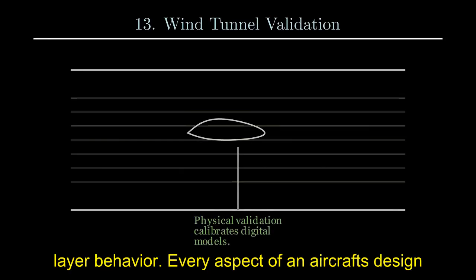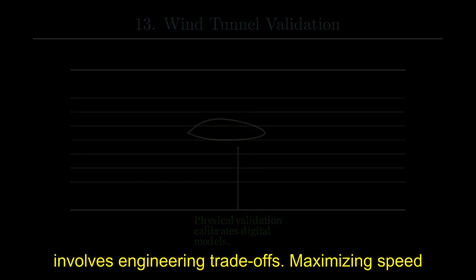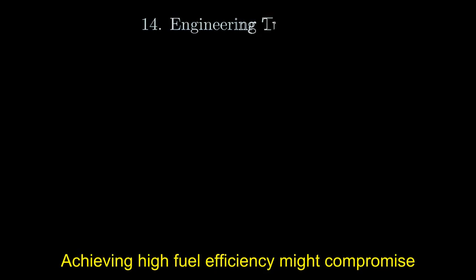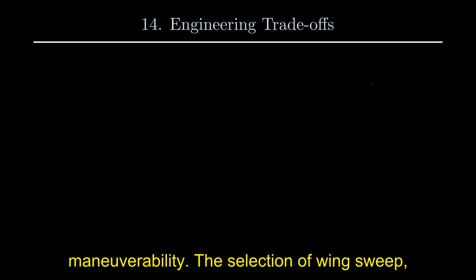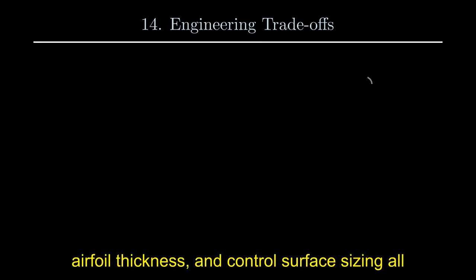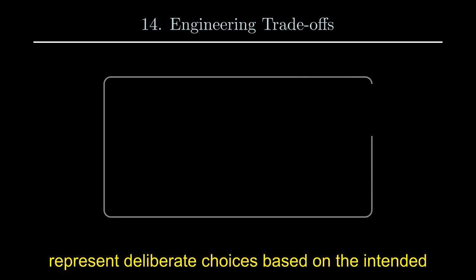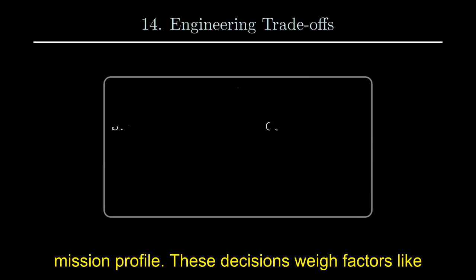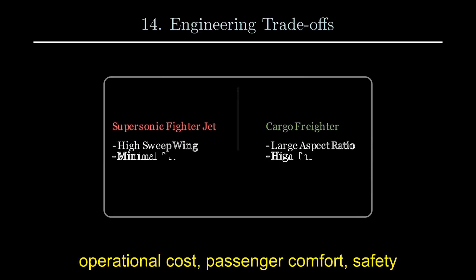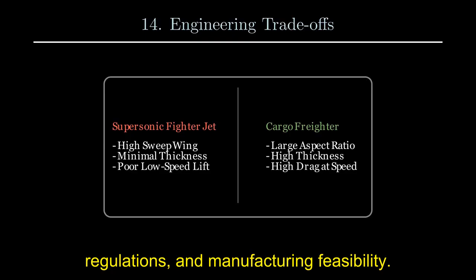Every aspect of an aircraft's design involves engineering trade-offs. Maximizing speed often means sacrificing low-speed performance. Achieving high fuel efficiency might compromise maneuverability. The selection of wing sweep, airfoil thickness, and control surface sizing all represent deliberate choices based on the intended mission profile. These decisions weigh factors like operational cost, passenger comfort, safety regulations, and manufacturing feasibility.